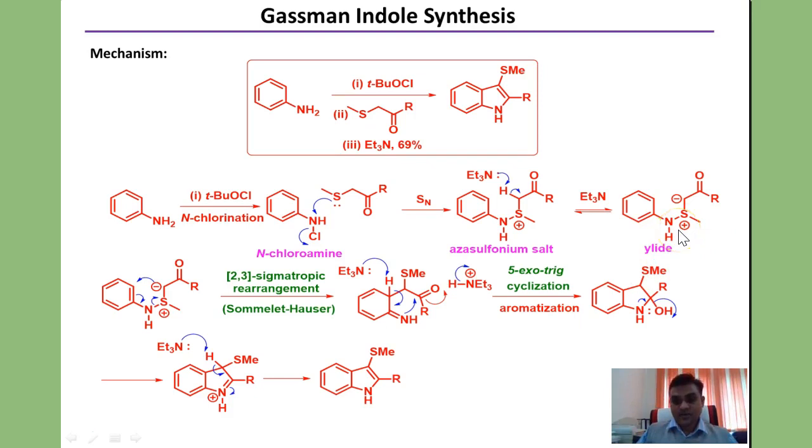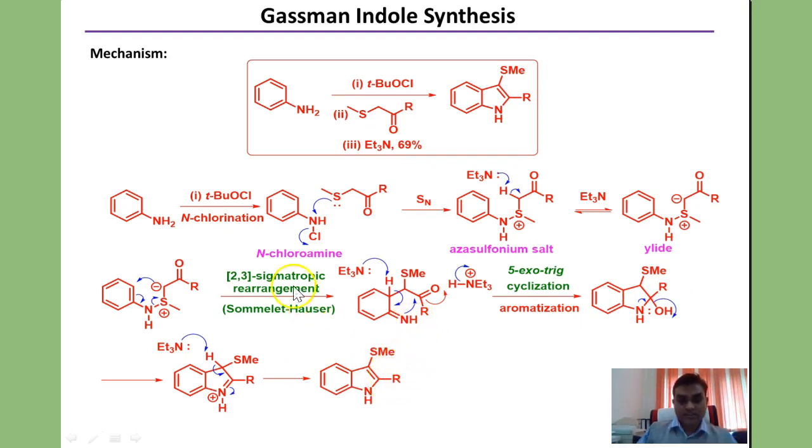Now this ylide undergoes a very crucial pericyclic pathway. It is called a 2,3-sigmatropic rearrangement, or it is also called the Sommelet-Hauser rearrangement. Through this 2,3-sigmatropic rearrangement, a carbon-carbon bond is established, as well as the nitrogen-sulfur bond is cleaved. Then in the subsequent transformation, we get aromatization as well as a cyclization, a 5-exo-trig cyclization, to form the indole derivative. And then this will undergo dehydration to form the 3-thioalkoxy indole molecule.